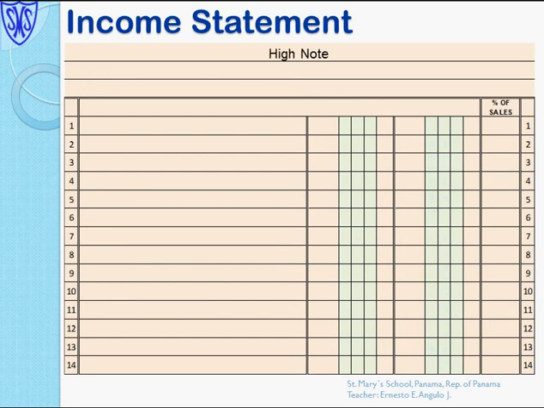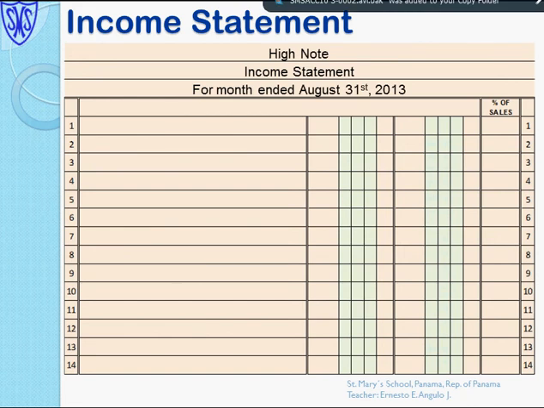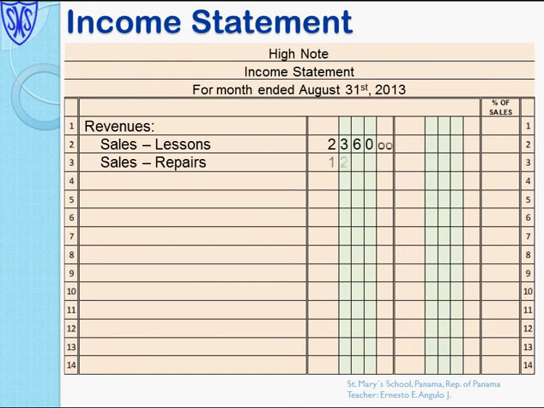First, the name of the company, then the name of the statement, income statement in this case, and then the period or date for which you're preparing the statement. We begin with the revenues. We list all the revenues first. In this case, we have two sales accounts, music lessons and instrument repair, line and totalize. We are not going to draw any line below the total revenue because we are going to add or subtract from that account a little bit later.